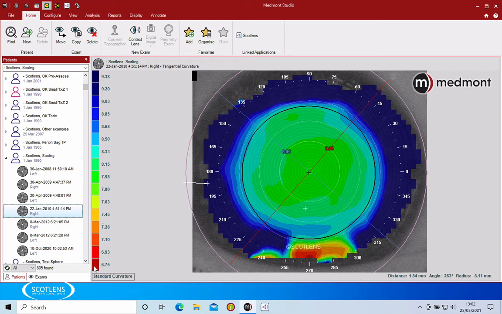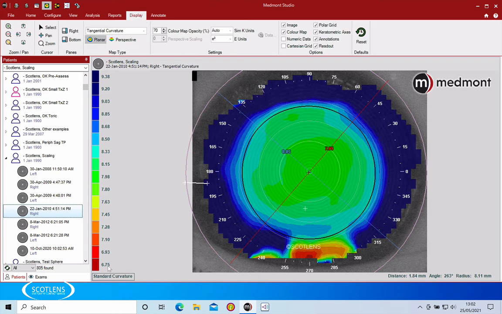You can see that the red colours we've got down here are shown as being around about 6.9 millimetres, 6.75, and then the blue colours around the edge of the cornea are 9.38. So this scale goes from 9.38 millimetres to 6.75, and that's fixed. So every cornea we look at, the scale will look the same. And this is the standard curvature, and it's an absolute scale. So these numbers never alter. And these numbers are shown in millimetres, but they can also be shown in diopters.